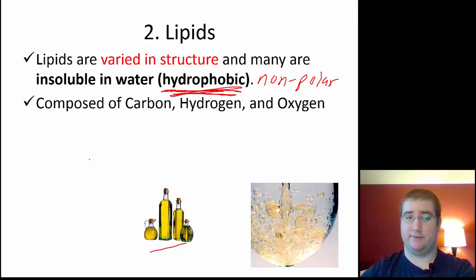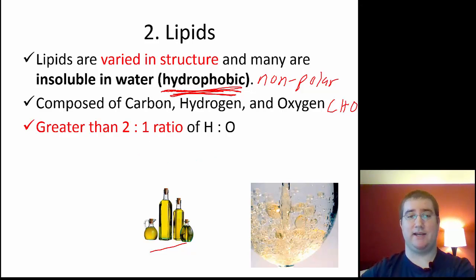What are they actually made of? They're made of CHO, just like carbohydrates are, which is an issue. If I say the following macromolecule is made of carbon, hydrogen, and oxygen, how do you know if it's a lipid? How do you know if it's a carbohydrate? Well, the key thing is that ratio. So with the carbohydrates, we said it had a 1 to 2 to 1 ratio. With lipids, it has a greater than 2 to 1 ratio of hydrogen to oxygen. So it might be a 1 to 30 to 1 ratio. Any ratio of carbon to hydrogen and oxygen outside of 1 to 2 to 1 is going to be a lipid.